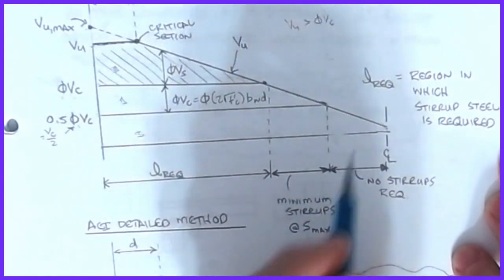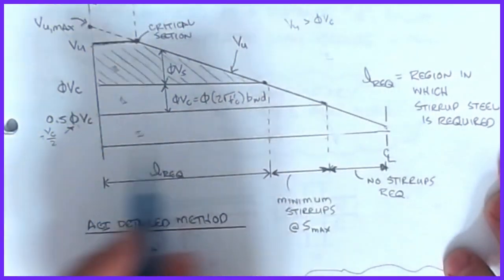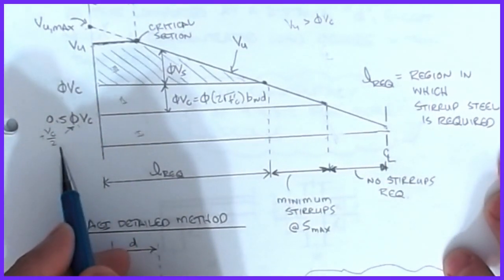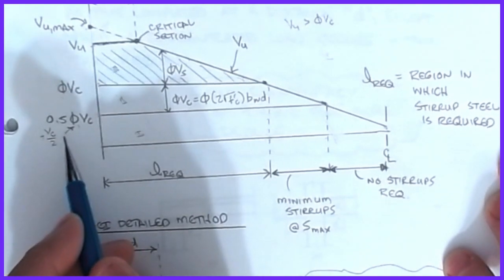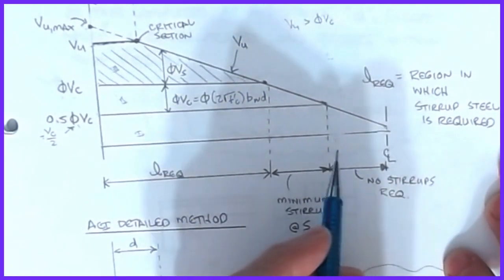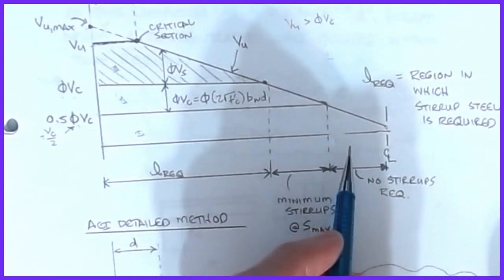Okay, and then technically, once I get past this point, I'm now below VC over 2, and ACI says when that happens, when you're less than 50% of what the concrete can carry, I'm allowed to just neglect stirrups altogether, that there are no stirrups required.